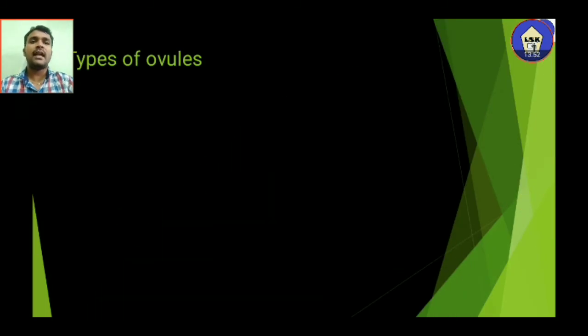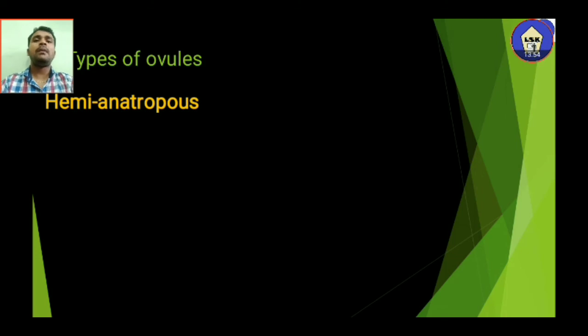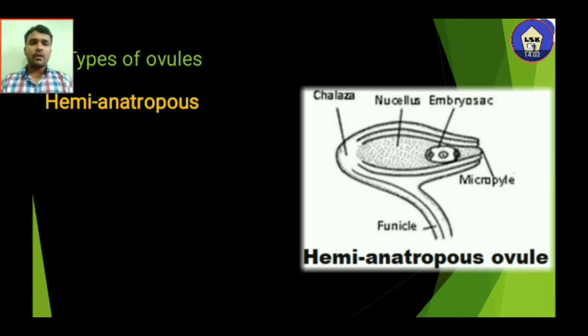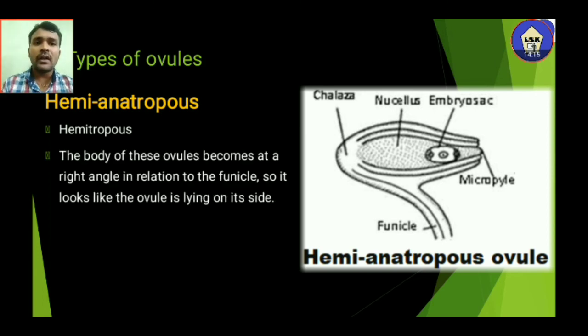Now let us move to the next type of ovule, the hemianatropous type of ovule. What is meant by hemianatropous ovule? See, this is the diagram of the hemianatropous ovule. Anatropous was the previous one. This is hemianatropous. Hemitropous is another term. Hemianatropous is also called hemitropous. Here the body of the ovule becomes arranged at a right angle in relation to the funicle.